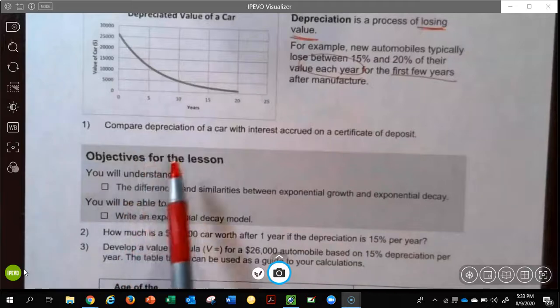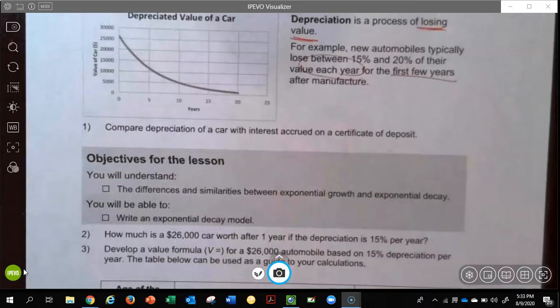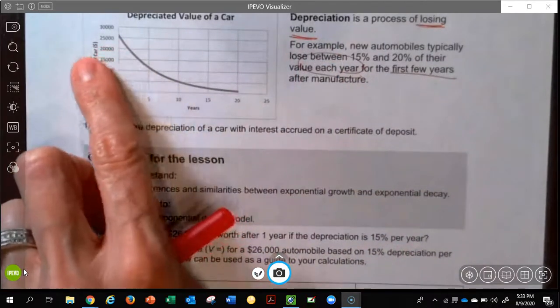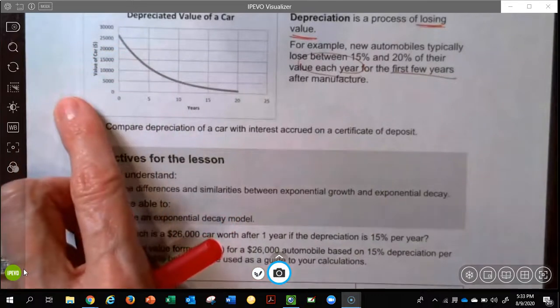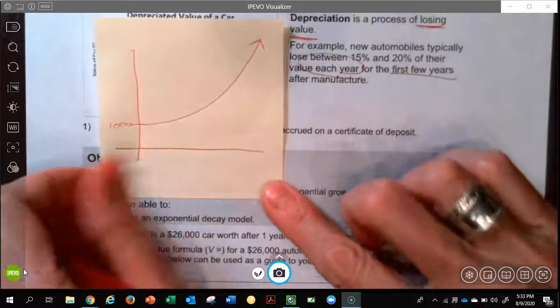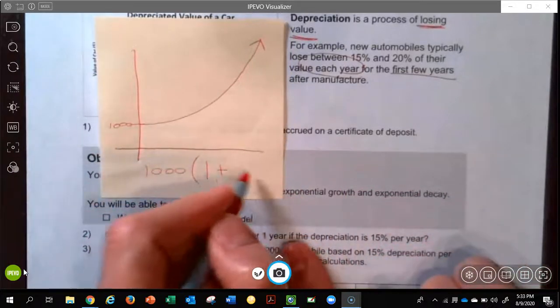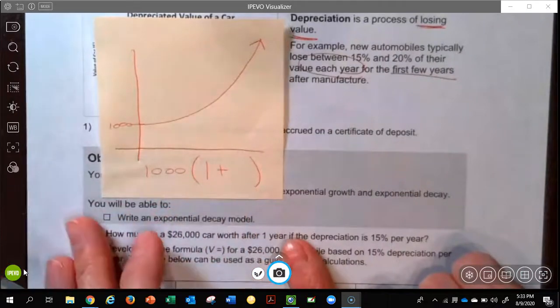So the question says, compare depreciation with the interest accrued on the certificate of deposit. When losing value, like the depreciation of a car, you multiply the principal, whatever you paid, and up here it's somewhere around $25,000. You multiply the principal by the interest rate, and then, when we had our certificate of deposit, whatever our $1,000 was, we had 1 plus something with rate and depending on the compounding periods.